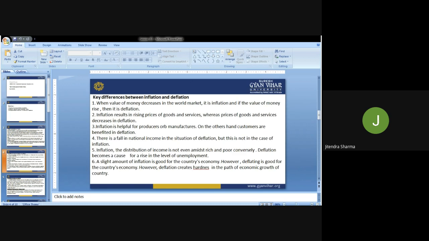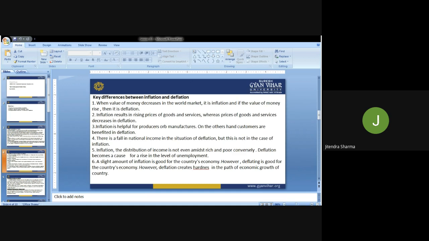Because of the deflation, there is less demand, and then what happens? Of course, the manufacturing sector and the producing sector are affected adversely. They are bound to sell at a lower price. So in that situation, employment opportunities and the engagement of the people definitely show a declining trend.